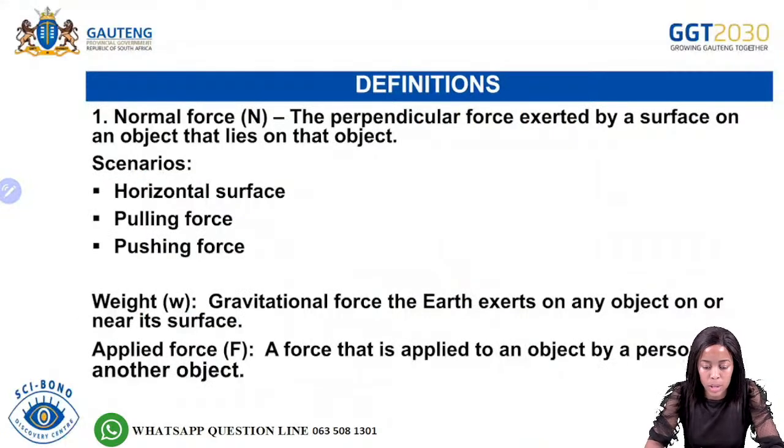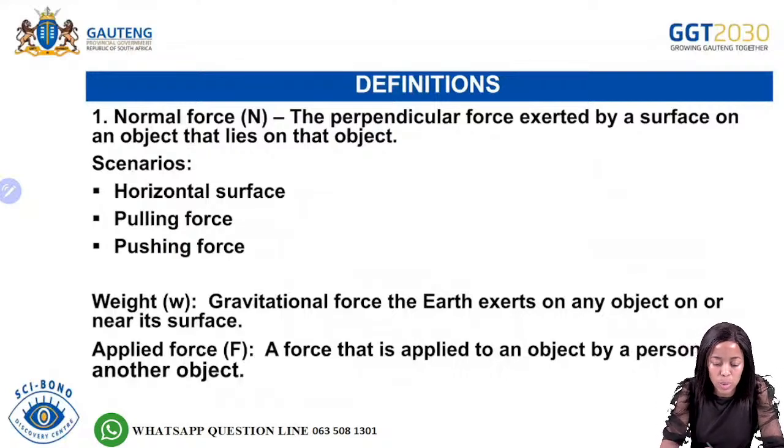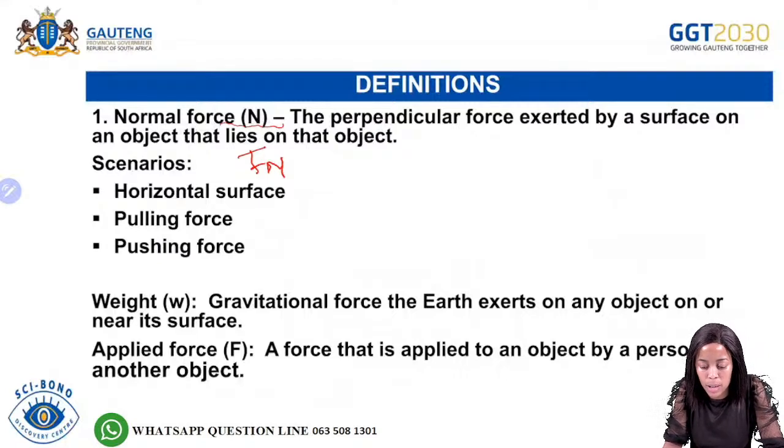Okay, so the definitions that we need for Newton's second law are the following. We will need the normal force, which is represented by the capital letter N, or it can also be represented by capital letter F and a small letter N. It says the perpendicular force exerted by a surface on an object that lies on that object.